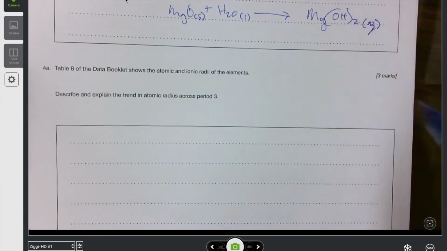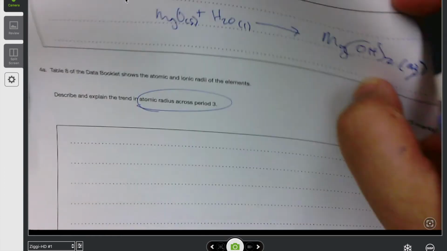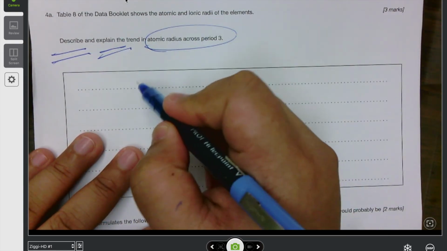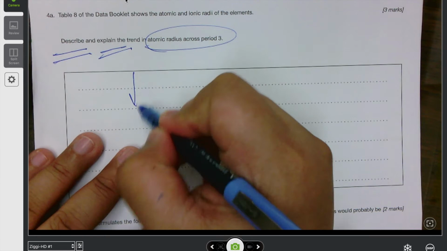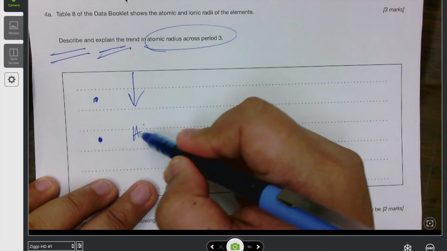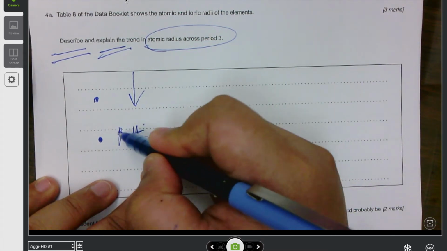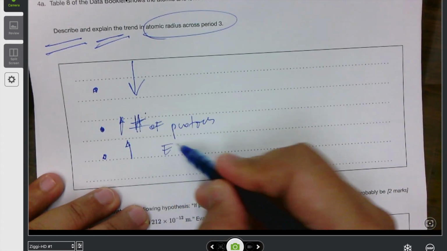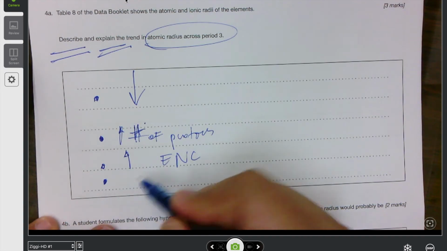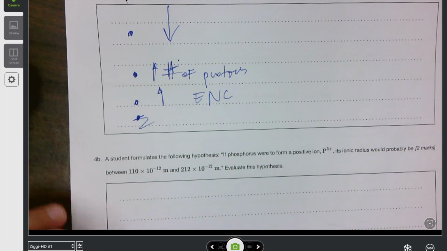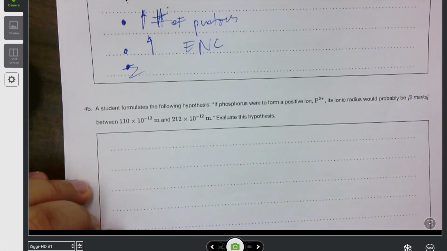Okay. Atomic radius across period 3, increase, decrease. Describe first and then explain. So you say that atomic radius decreases, explain. I was looking for the increase in number of protons. Therefore, increase in effective nuclear charge. That's it. And the rest of your explanation, okay. Everybody got this correct, I think.